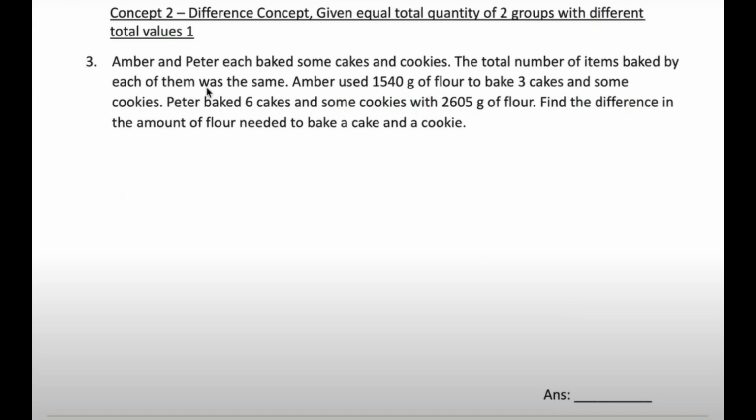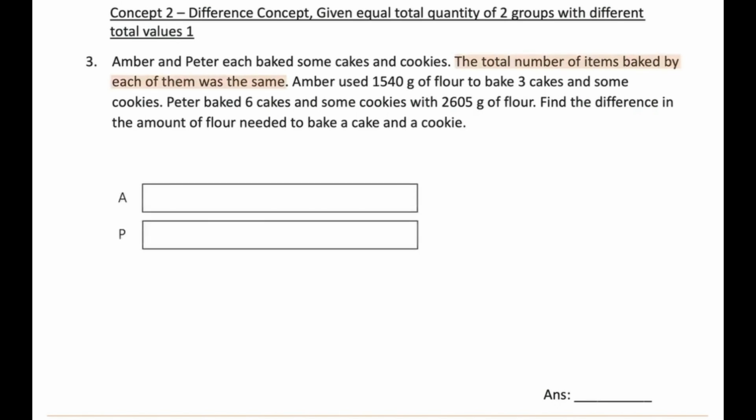Okay, now, Amber and Peter each baked some cakes and cookies. The total number of items baked by each of them was the same. So that's easy. Just draw the same model. Easy. That's the easiest part. When two items are the same, you draw two models.